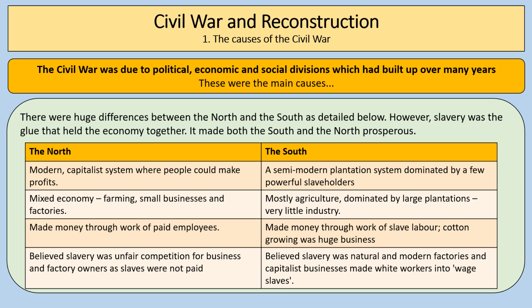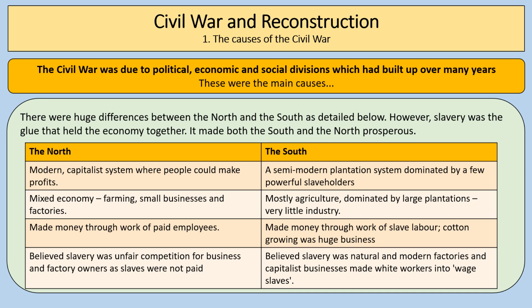So the North was a modern capitalist system where people could make profits, a mixed economy with farming, small businesses and factories. It made money through the work of paid employees, and it believed that slavery was unfair competition for business and factory owners as slaves were not paid.